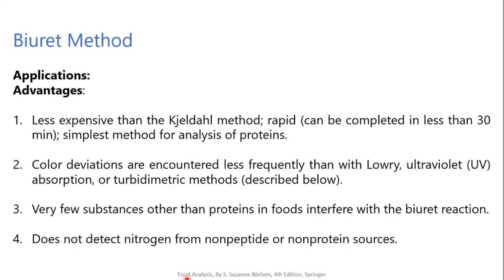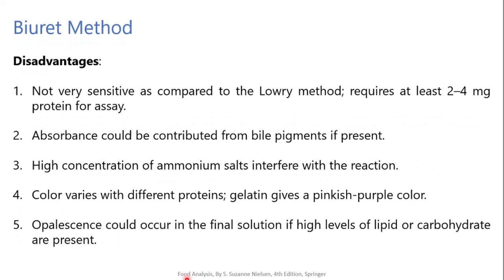Very few substances other than proteins in foods interfere with the biuret reaction and it does not detect nitrogen from non-peptide or non-protein sources. So this is one of the advantages, that we can selectively determine the nitrogen content which originates from protein. If there are any non-protein sources, they cannot be detected by using the biuret method. This is one of the advantages of the biuret method compared with the others.